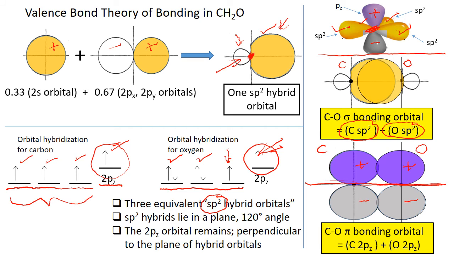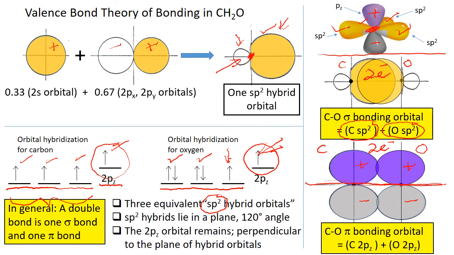Now what happens is that I end up with 2 electrons in my sigma bond between carbon and oxygen, and I end up with 2 more electrons in this pi bond. So that's my 4 electron bond of the CO double bond that we know about from Lewis theory. Now, more generally, a double bond will always be formed from 1 sigma bond and 1 pi bond. This is always going to be true in every case of double bonds that we encounter in valence bond theory.